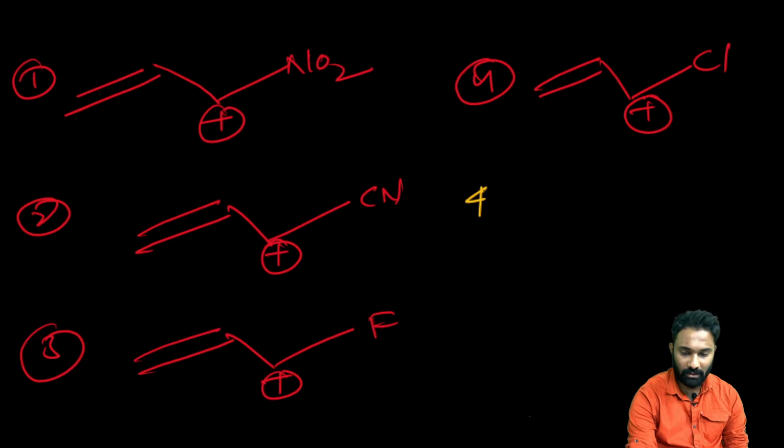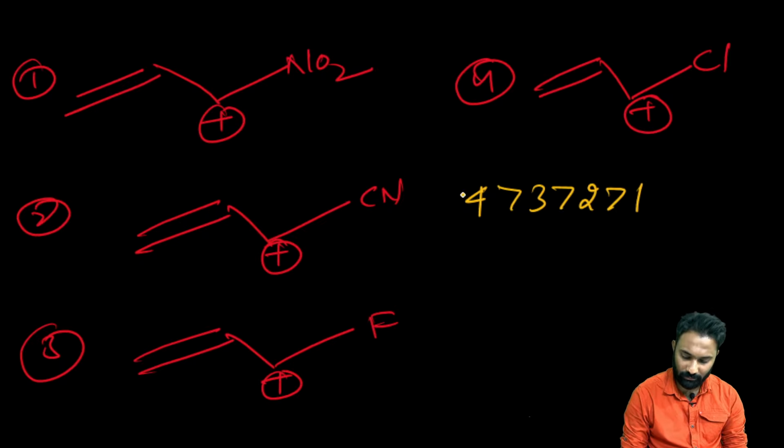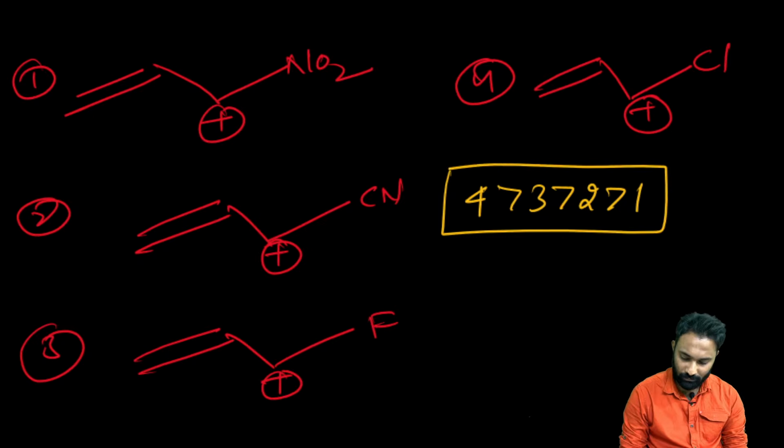Order if they ask, which is a more stable carbocation? 4, 3, 2, 1. Correct? 4, 3, 2, 1 is the correct one.